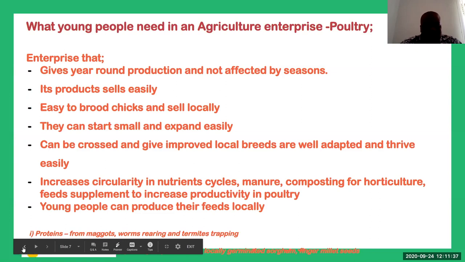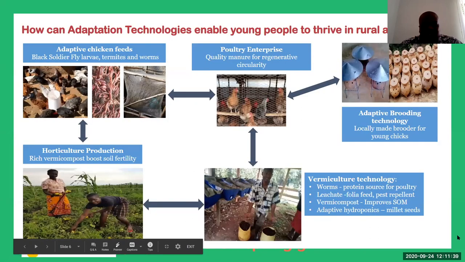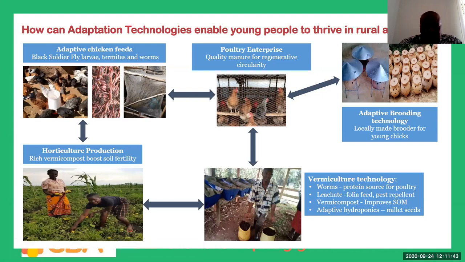One back step. How can adaptation technologies enable young people? Young people in Kenya in poultry production accumulate a good amount of chicken manure. They normally pack them and sell to the farmers doing horticulture production. This improves soil fertility and reduces external input.